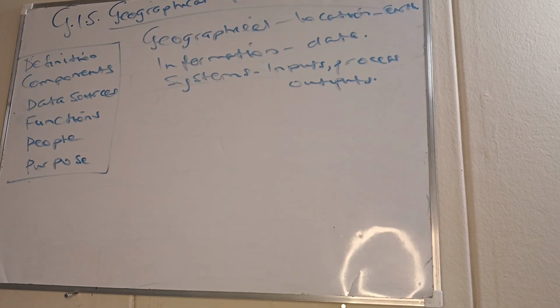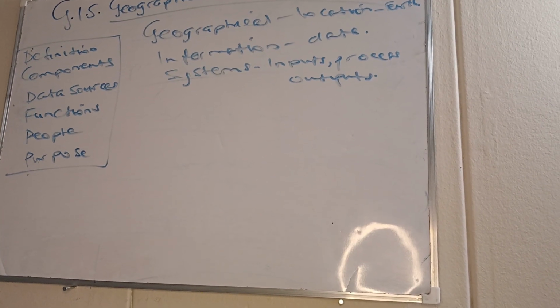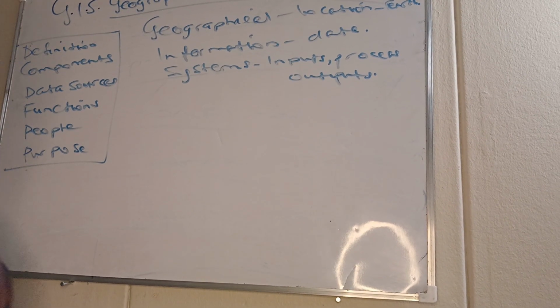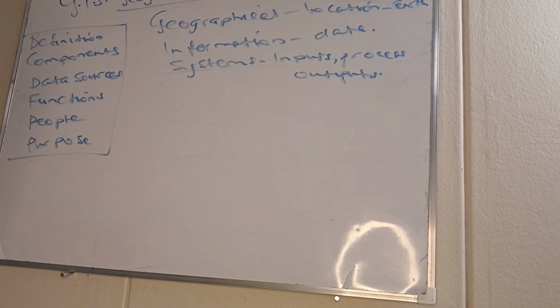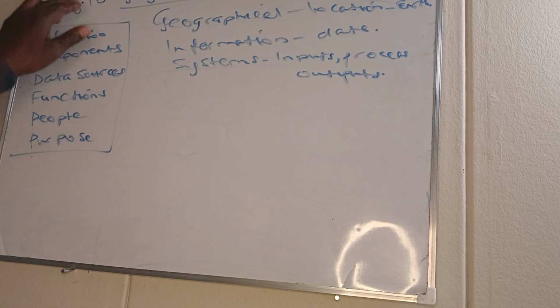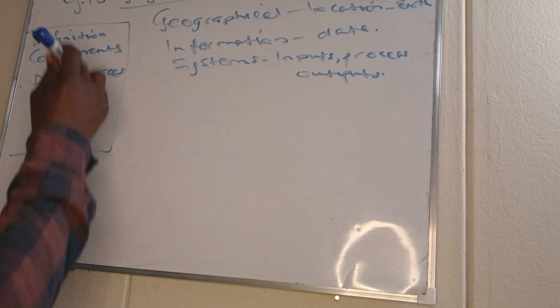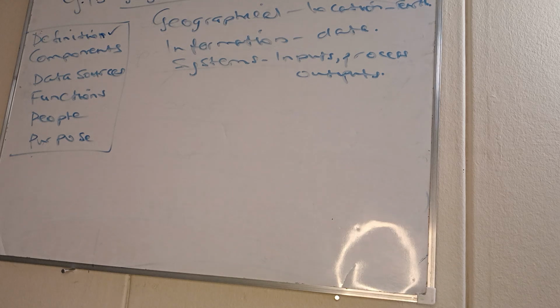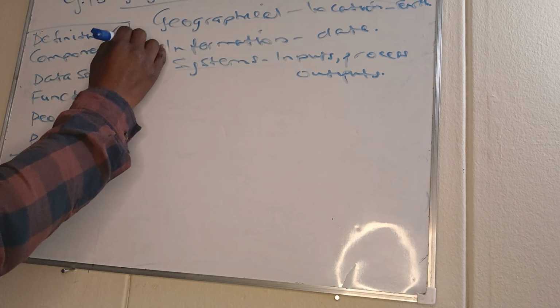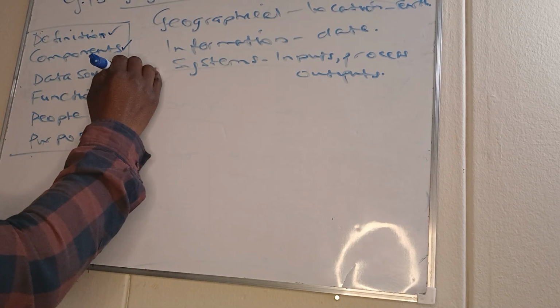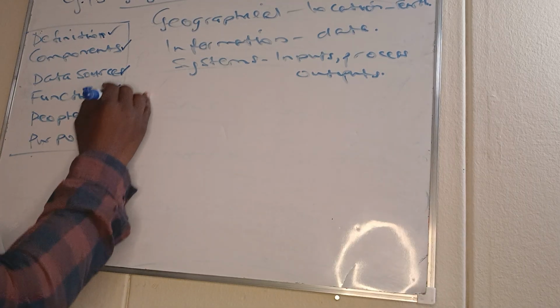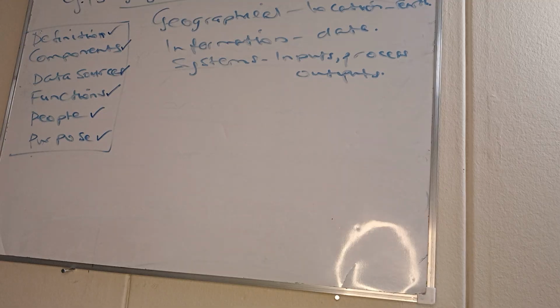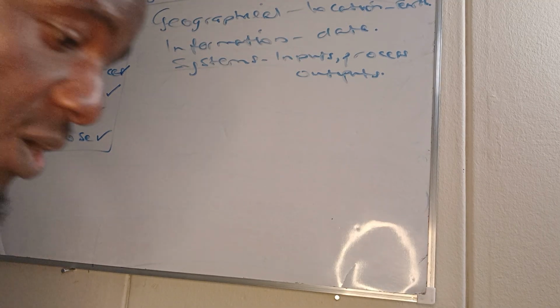And welcome. Today I'm going to look at Geographical Information Systems. The things that we are going to cover under geographical information, which is our GIS: we're going to look at the definition of GIS. Then after that, we look at the components of GIS, and the various data sources for GIS. We look at the function, the people that are involved, and also the purpose. This is what we are going to look at today. So these are some of the things that we are going to focus on.